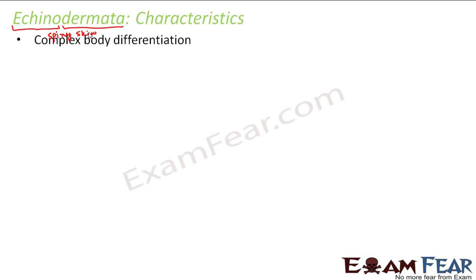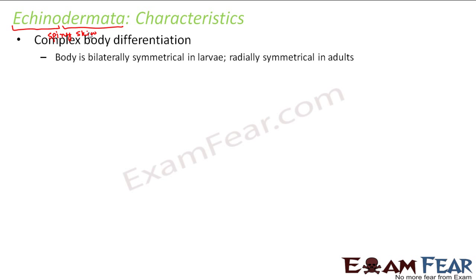They have complex body differentiation. Body is bilaterally symmetrical in larvae, radially symmetrical in adults. So here there is a little difference in the symmetry. Most of the organisms are bilaterally symmetrical, but in these organisms, when they are small, larvae meaning the young ones, it is bilaterally symmetrical, but when they grow and become adults, they become radially symmetrical.